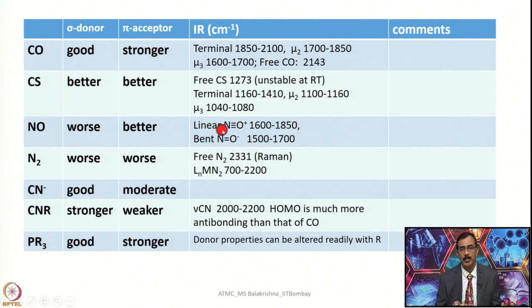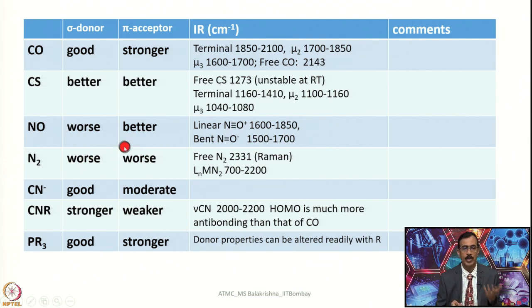On the other hand, experimentally, one can also know by simply taking the IR spectrum of that complex. For linear NO, the stretching frequency for NO appears around 1600 to 1850; for bent it comes around 1500 to 1700. That means characterizing these compounds and identifying the nature of coordination should not be a problem, because IR comes very handy in these cases. And N2, as I mentioned, is a worse sigma donor and worse pi acceptor, and it is very challenging to make these complexes.